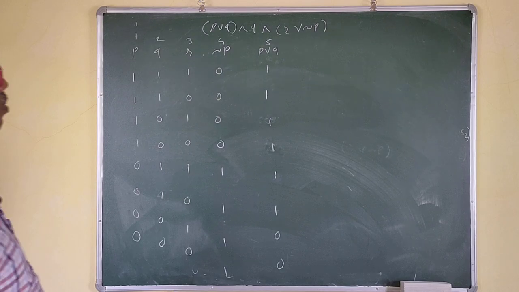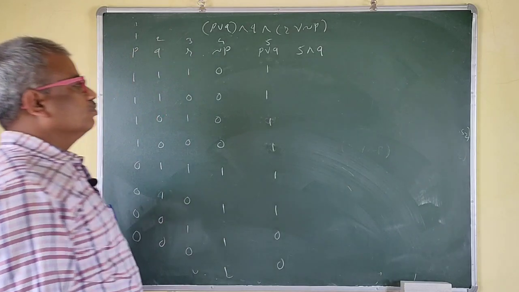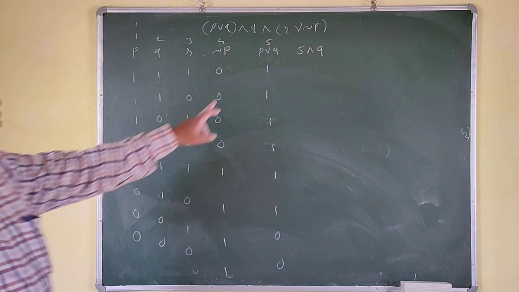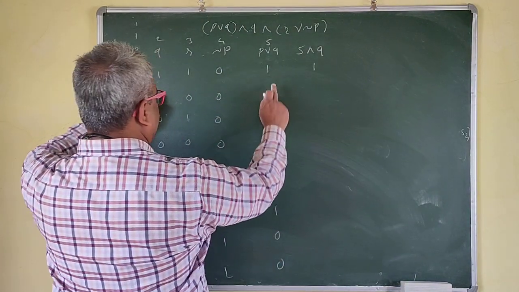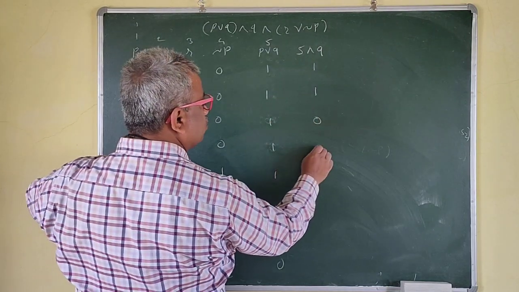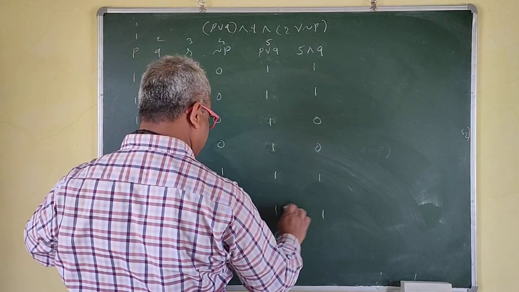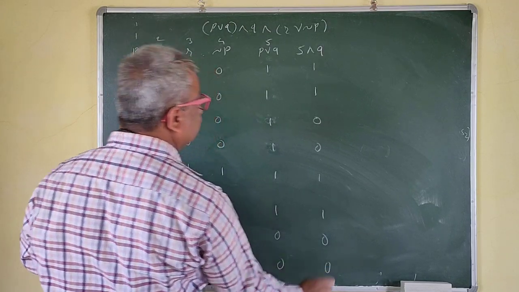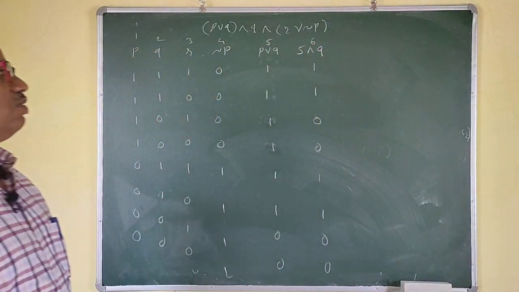Okay, now column 5 and Q. Take the product of this one: 1 into 1 is 1, 1 into 1 is 1, 1 into 0 is 0, 1 into 0 is 0, 1 into 1 is 1, 1 into 1 is 1, 0 into 0 is 0, then 0 into 0 is 0. This is your column 6.